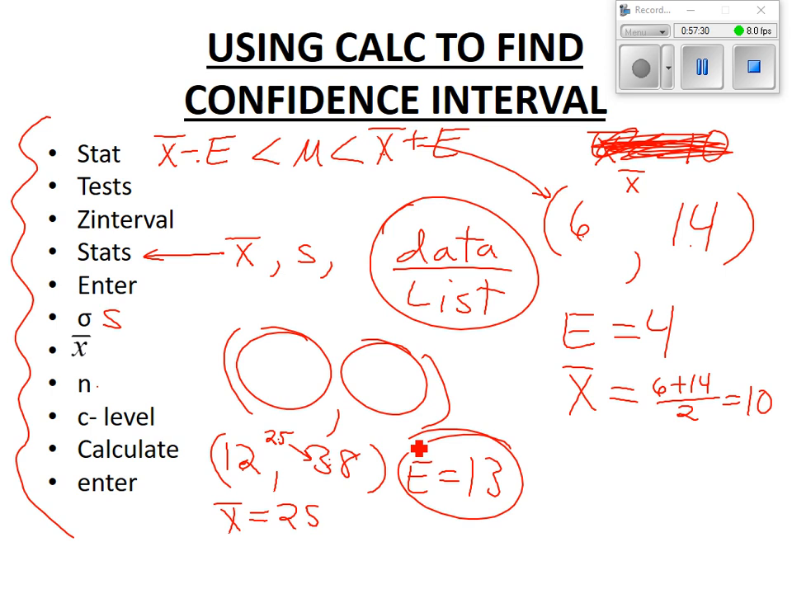So you got to be able to switch those around. If they don't tell you E, they tell you the interval, they tell you X bar, be able to switch them around and do all the different stuff there.